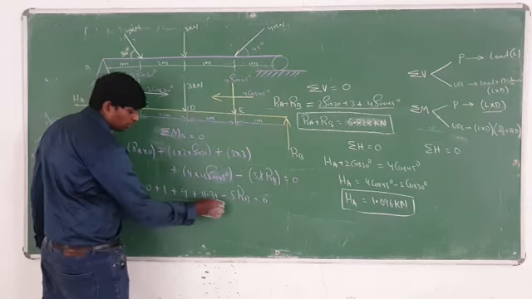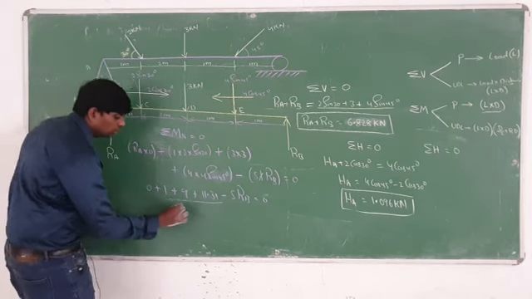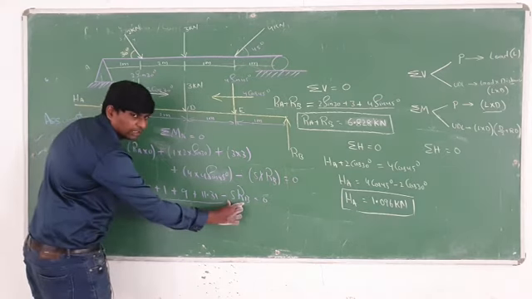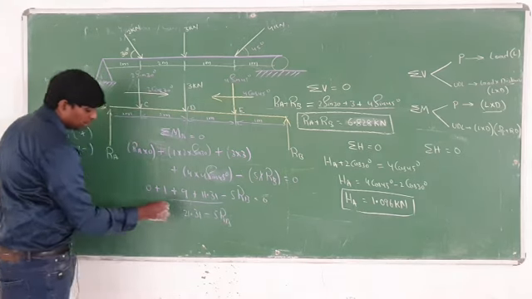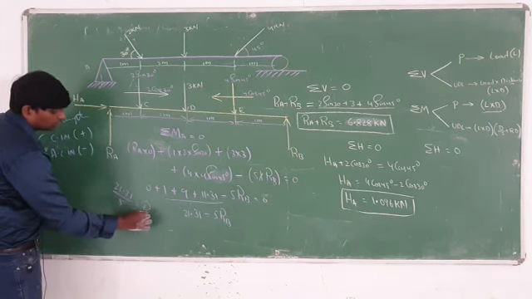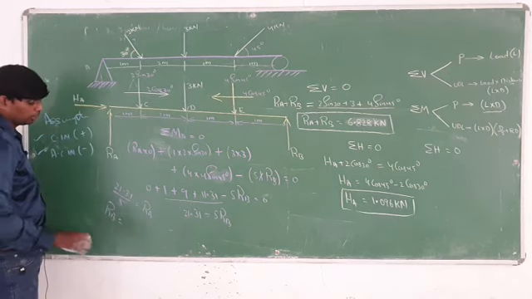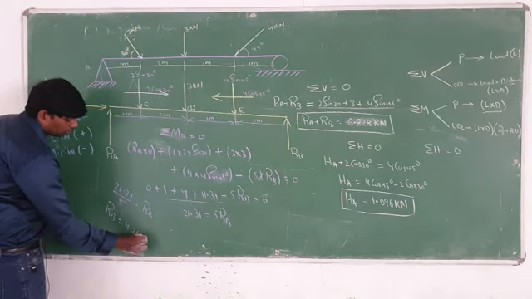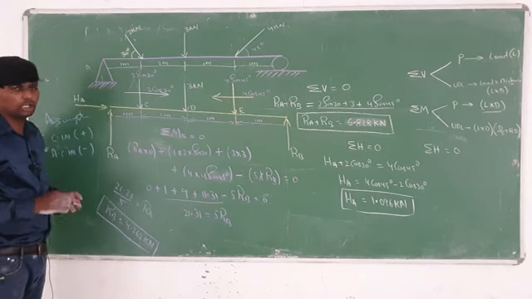Try to solve this value. How much is this? 21.31. 21.31 is equal to 5 RB. This is a negative term; if I shift it, it will become positive, right? Then 21.31 divided by 5 is equal to RB. Then RB is equal to 4.262 kilonewton. This is the value of RB.